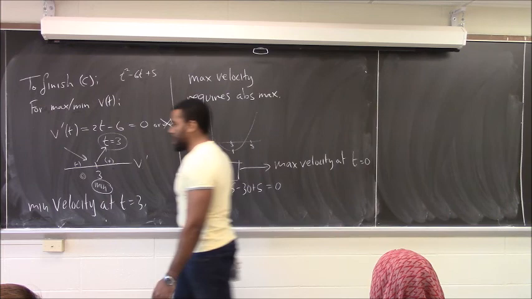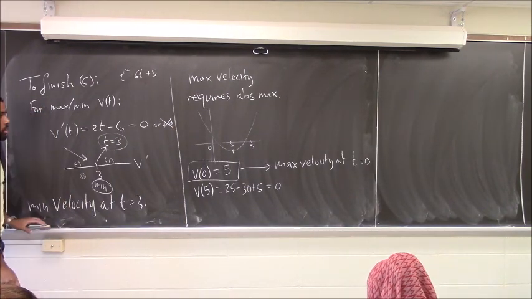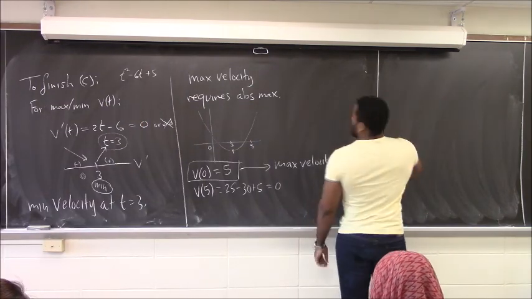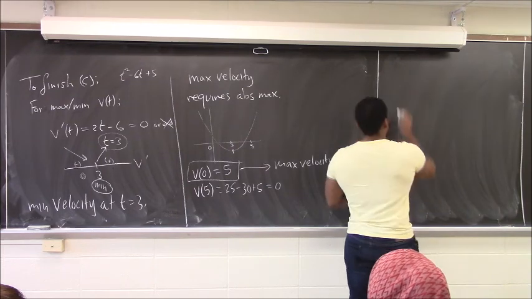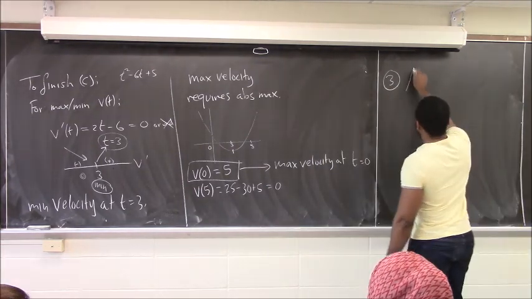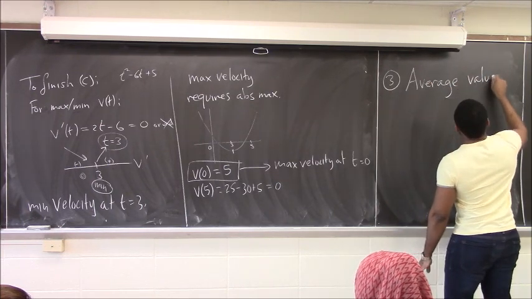So C was kind of a recap. The new applications I told you about were displacement and total distance traveled. And that's how you deal with them. So that's 2 applications. Here's a third application: to find the average value of a function.